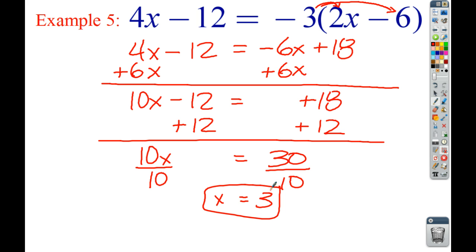All right, let's check it. So I got 4 times 3 minus 12. Well, that's 12 minus 12, that's 0. Okay, and then we got -3 times 2 times 3 minus 6. Okay, so then 2 times 3 is 6, and 6 minus 6 is 0. So 0 times -3 will also be 0. Okay, checks out.